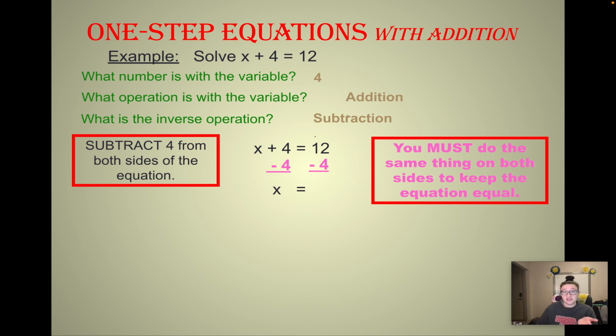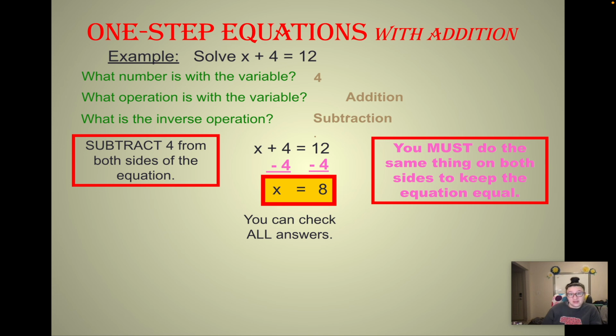And then 12 minus 4 would be 8. Those 4's cancel each other out. I'm left with my x, and then 12 minus 4 is equal to 8. There it is, a one-step equation. It's important that we're also checking our answers. We can't always check our work in math, but this one, I can use my equation, plug in my answer to help me see if I'm right or not.